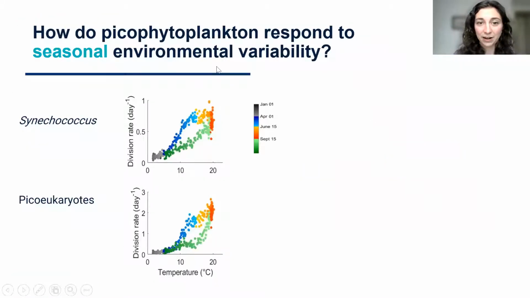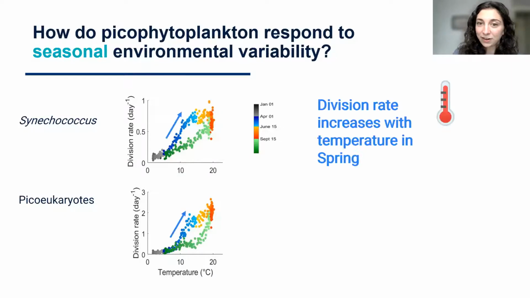So here we're looking at Synechococcus division rates on the top and eukaryotic division rates on the bottom. Both have a similar response to temperature. The seasons again indicated by the colors. So starting in the early spring again, division rates are low and temperatures are low. And we see increases in division rate with increasing temperatures. And this suggests that the populations are limited by temperature early in the spring because as those waters warm, they're able to divide more rapidly.